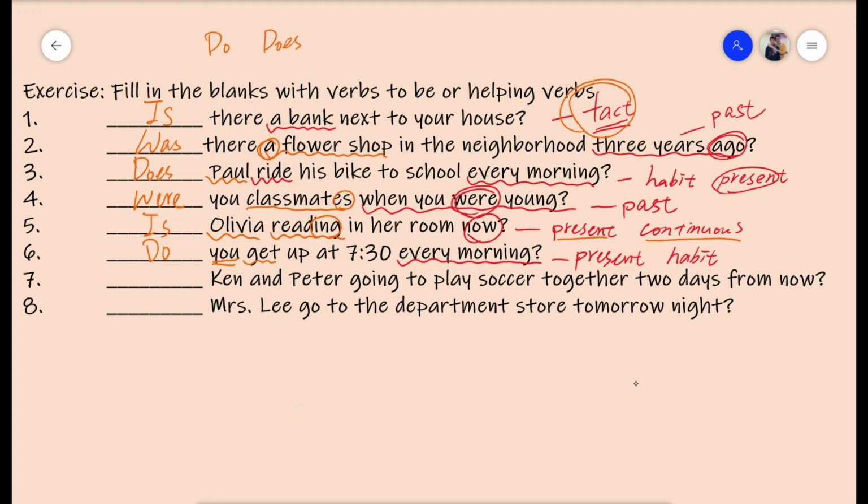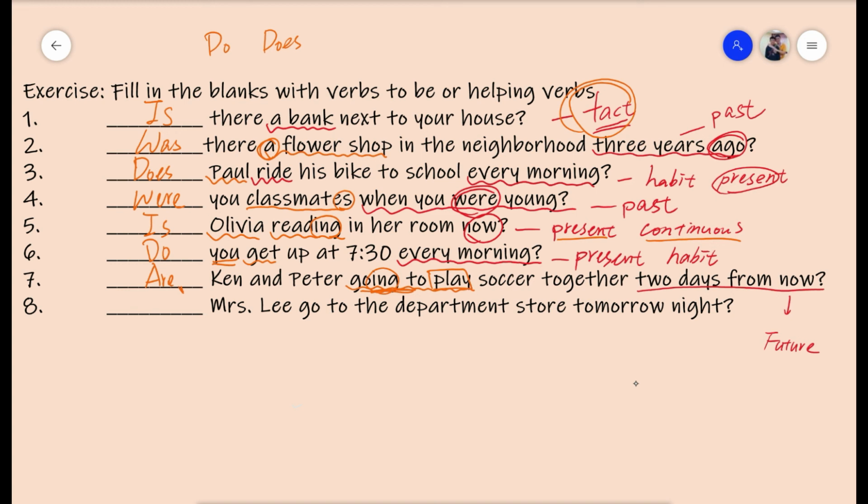Number 7, again, look for the time marker, 2 days from now. When you see this, you know this is the future tense. Alright, now the second thing that you have to do is look for the verb. The verb is right over here, going to play. Now, ing. When you see ing, you know you have to use a be verb. So Ken and Peter, there are 2 people, so it's are Ken and Peter going to play. This future tense is using be going to, so we see be going to do something. This is the actual verb.